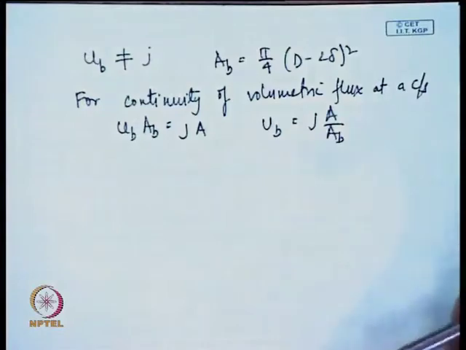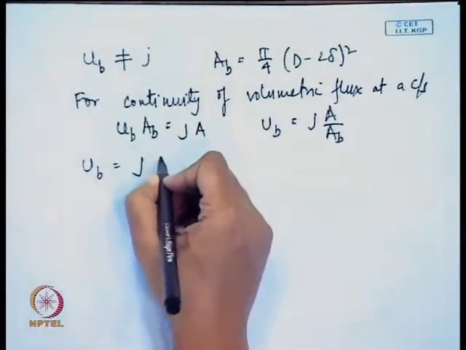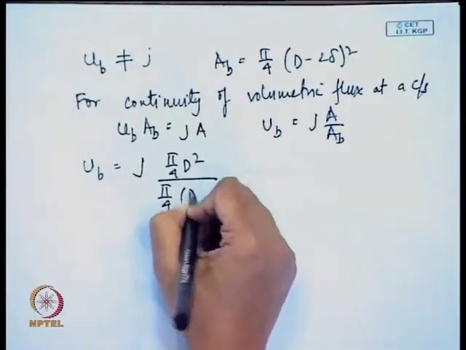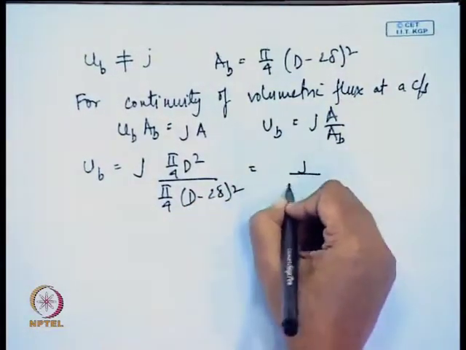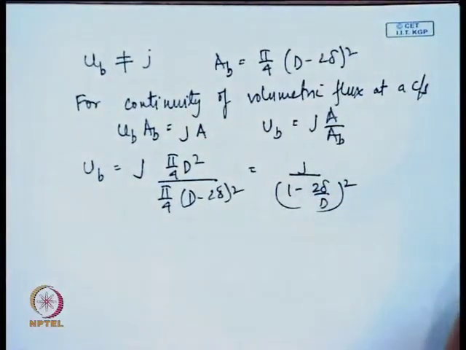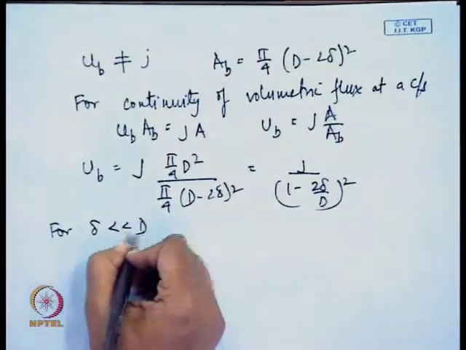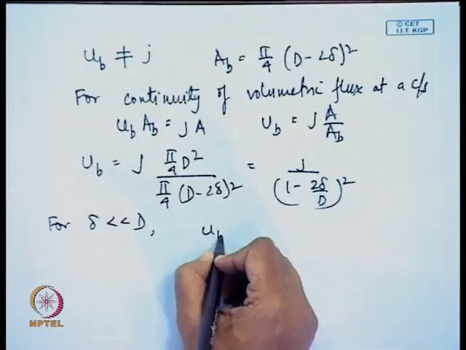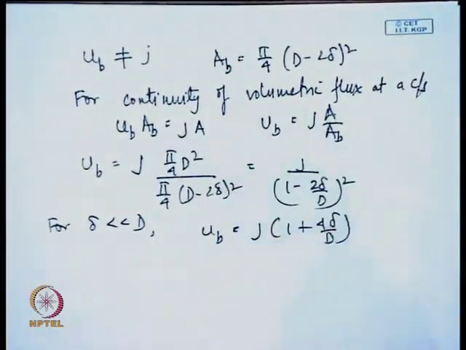Wherever you do not understand, you tell me to repeat it. In other words, this can be written as J into pi by 4 d square by pi by 4 d minus 2 delta whole square, yes or no? Or in other words, this can be written as J by 1 minus 2 delta by d whole square. We can write it down. Now, usually what do we know? We know delta is much, much less than d. For that particular situation, these things we have been doing for a long time, this can be written in this particular form. Yes or no?